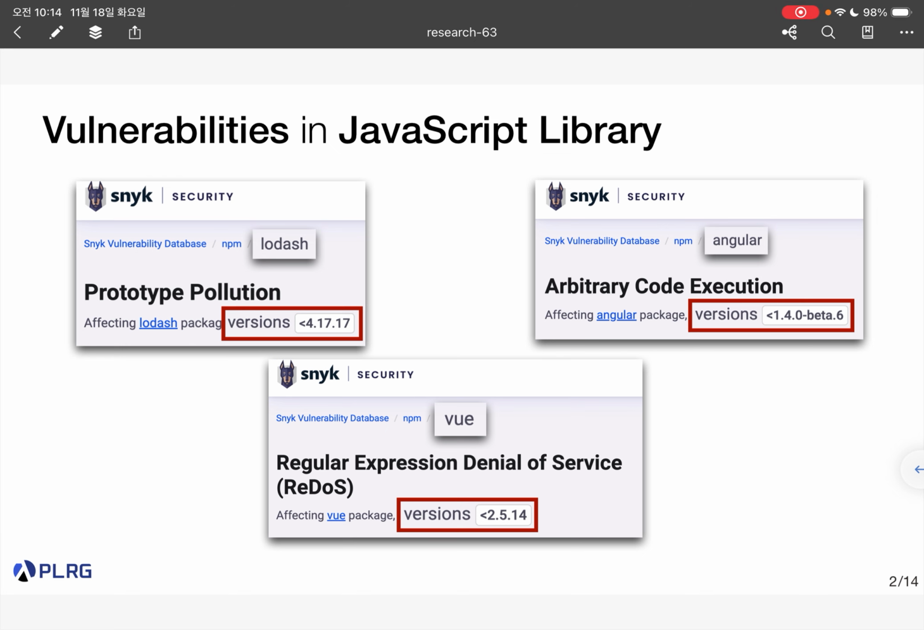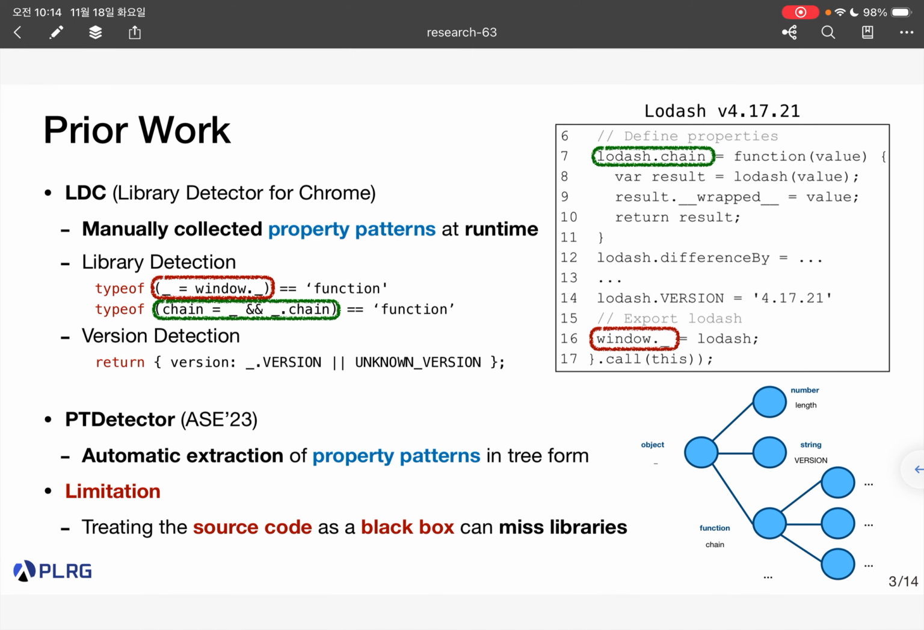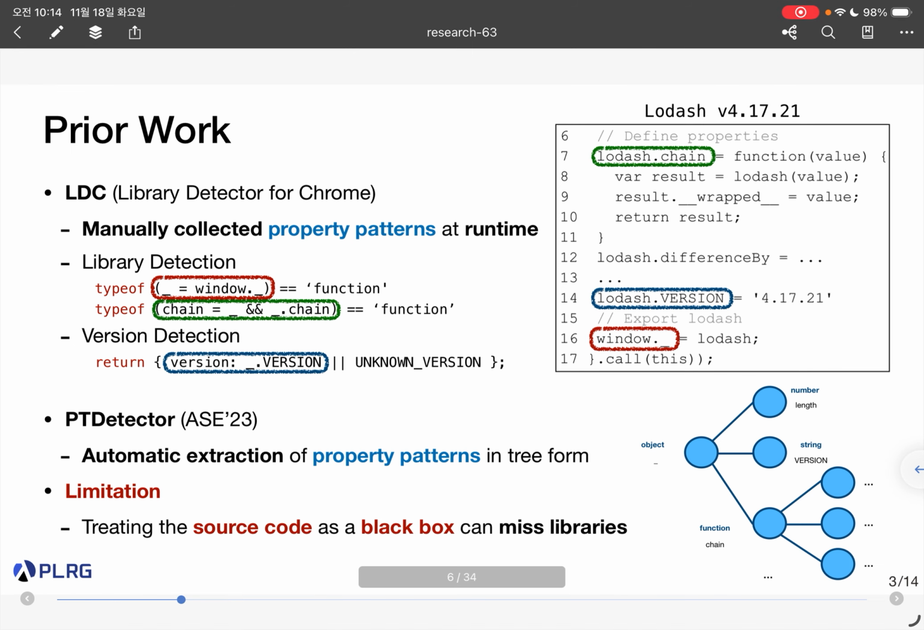Several techniques have been proposed to identify libraries and their versions. The first approach is a property pattern-based technique that detects the library by observing patterns at runtime. LDC is a tool that detects libraries based on manually collected property patterns. For instance, to detect Lodash, LDC checks whether specific properties such as underscore and chain exist. After identifying the library, LDC determines the version by reading version properties.